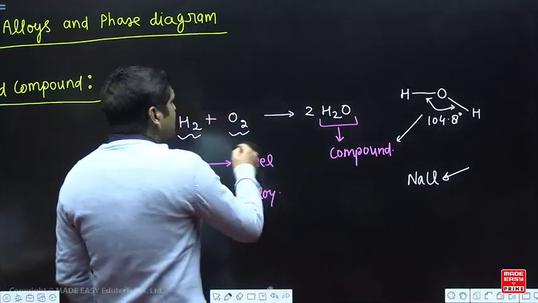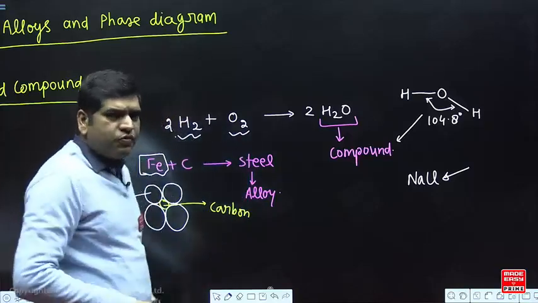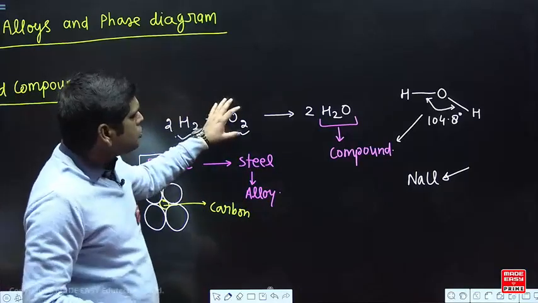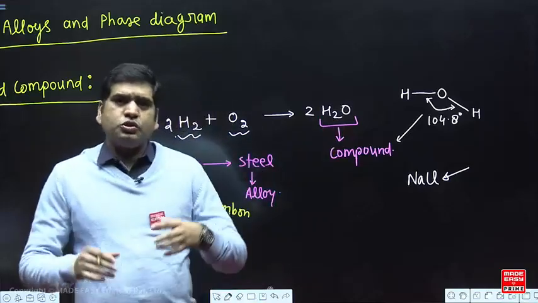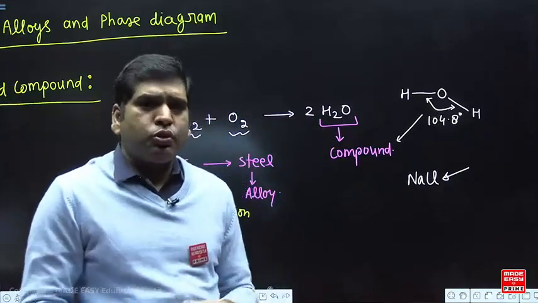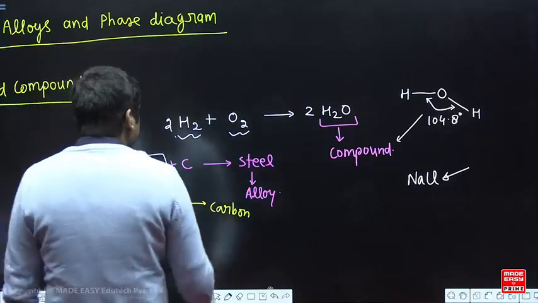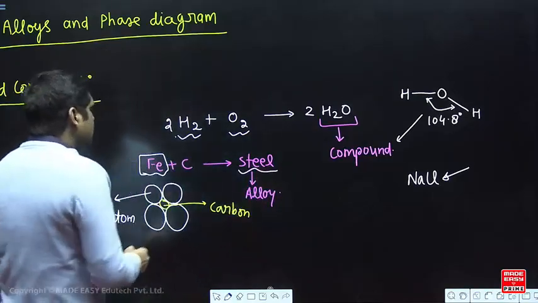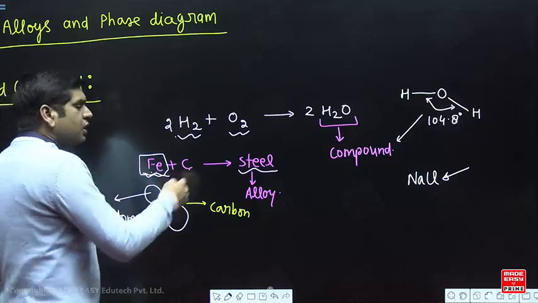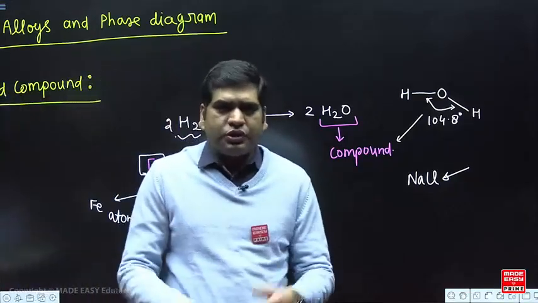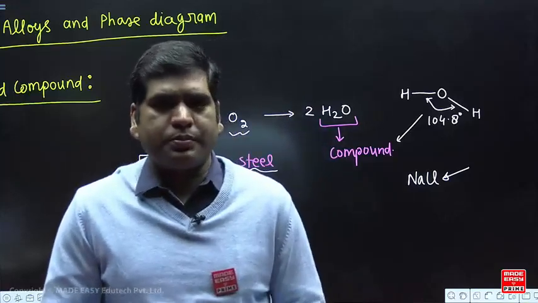Compound can have totally different physical properties than the constituent elements. For example, H2 is a gas, O2 is a gas, but here H2O is a liquid. So the properties of H2O are totally different as compared to the constituent elements. But if you talk about steel, then the properties of the steel are intermediate between the carbon and iron. So they will try to retain the properties of the constituent elements.